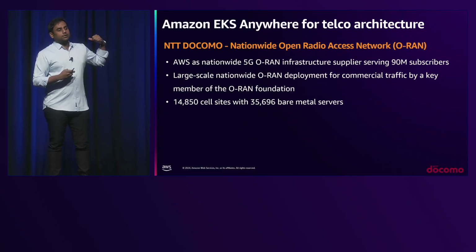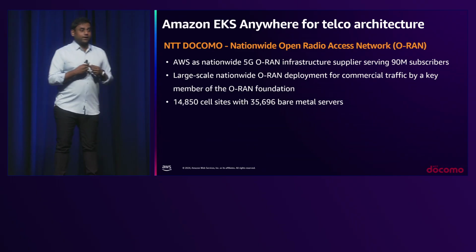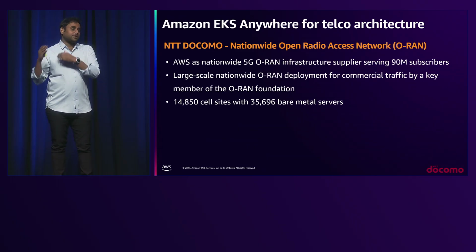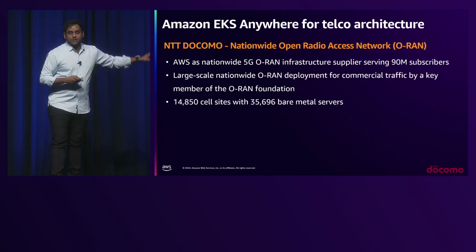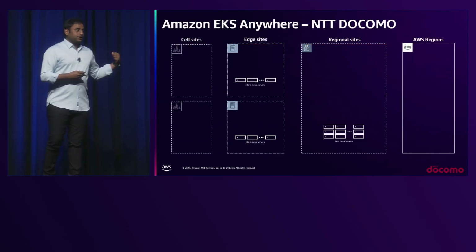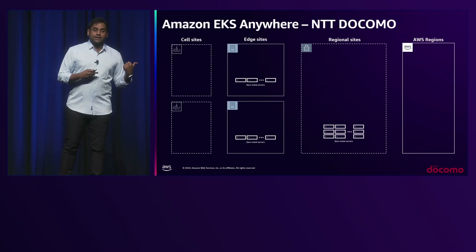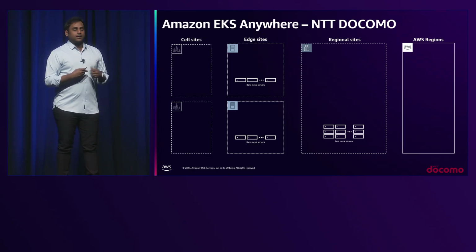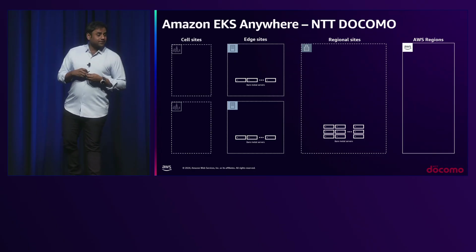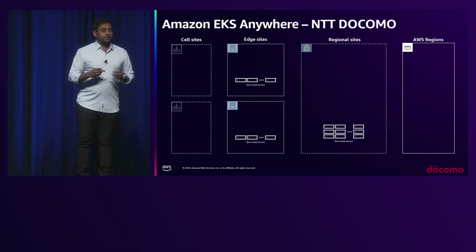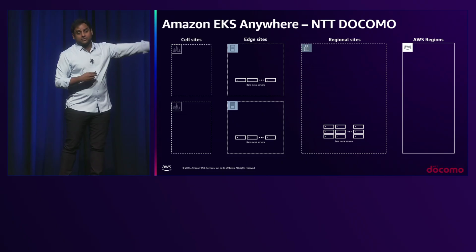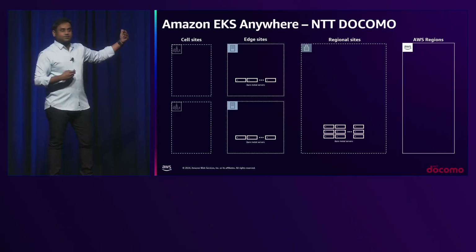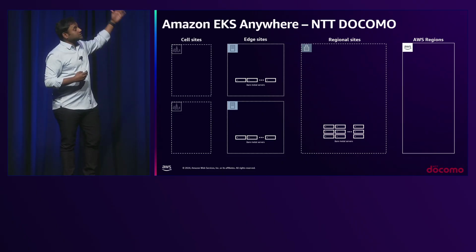So with this particular approach, NTT Docomo is able to stretch their cloud-based pattern from the region to the penultimate regions, including the cell towers and cell sites. So how exactly did EKS Anywhere enable NTT Docomo? NTT Docomo, like any other telco operator in the market today, has a stretched topology, meaning they have AWS regions, regional data centers, edge sites, and also cell sites.